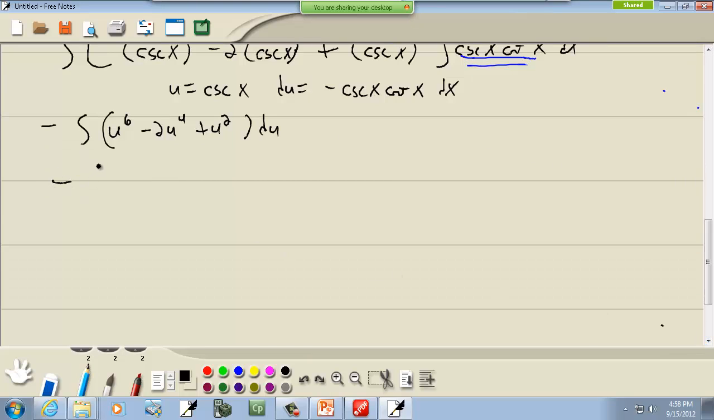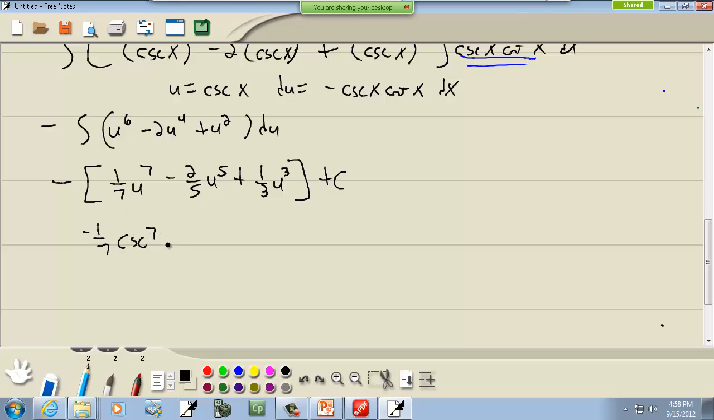Add 1 to our power, divide by our new power. So we got 1/7 u to the seventh minus 2/5 u to the fifth plus 1/3 u to the third plus c. The negative we're going to carry through. And then we'll plug in our cosecant for the u. So we've got negative 1/7 cosecant to the seventh plus 2/5 cosecant to the fifth. Then negative changes this to negative 1/3 cosecant to the third x plus c.